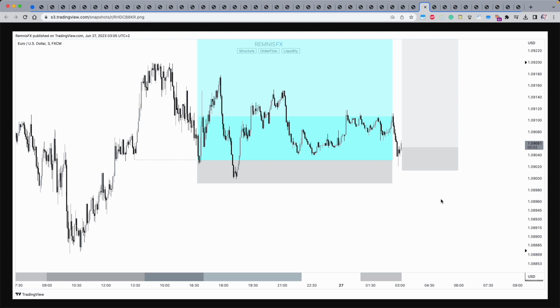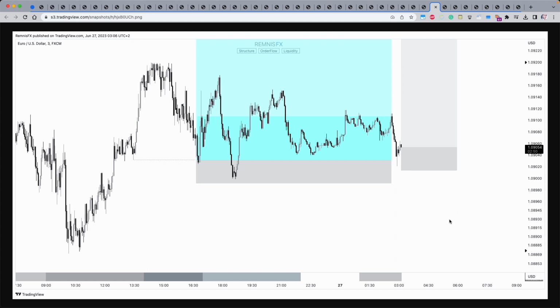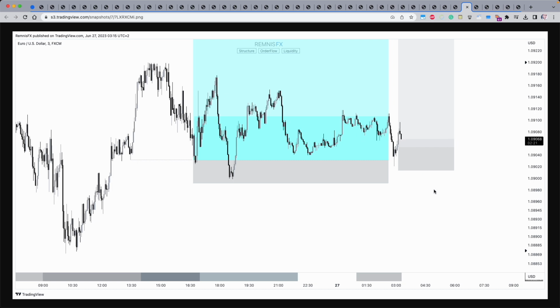So price came back, it triggered my position to the pip, and then it started to move higher and higher, and then it started to react from that area.